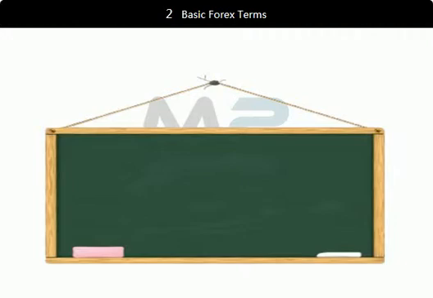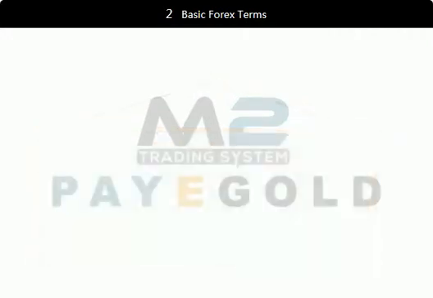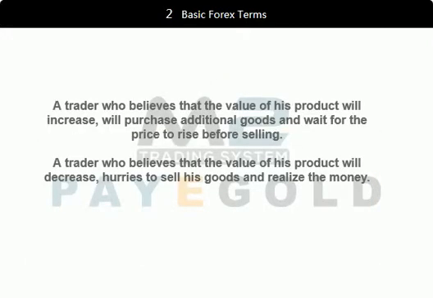If you thought that the wood price would decrease, you'd wait until the price reached $50 per ton, and then you would have bought the same 10 tons at only $500. The rules are, a trader who thinks the value of his product is going to rise buys more goods and waits for the price to rise in order to sell. A trader who thinks the value of a product is going to fall rushes to sell the goods and makes the most of his money.